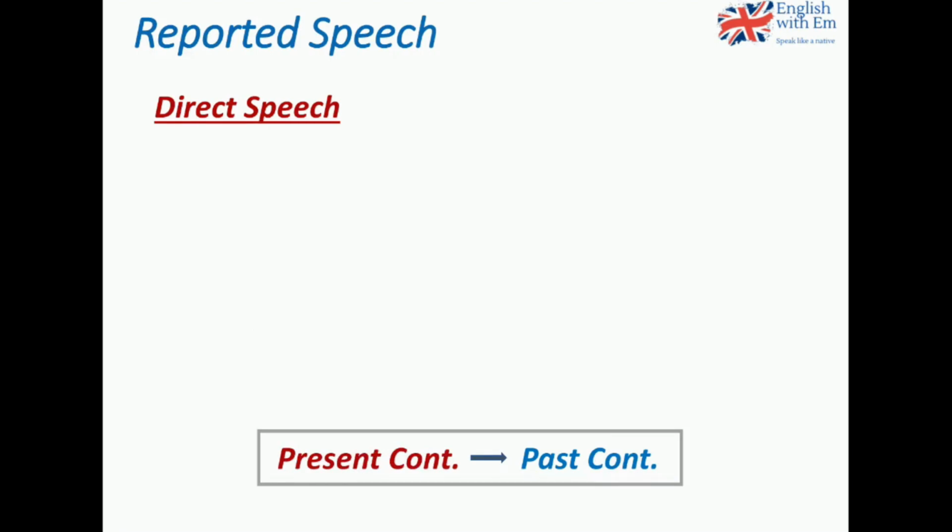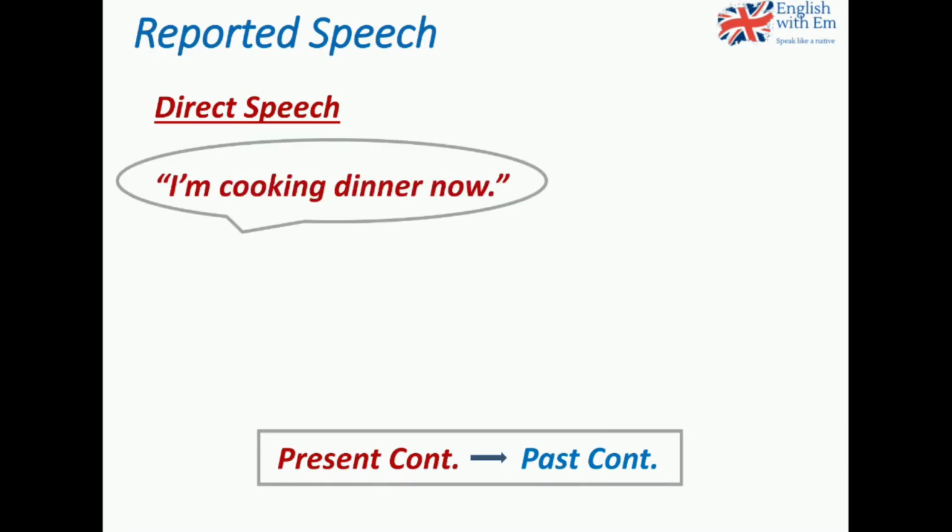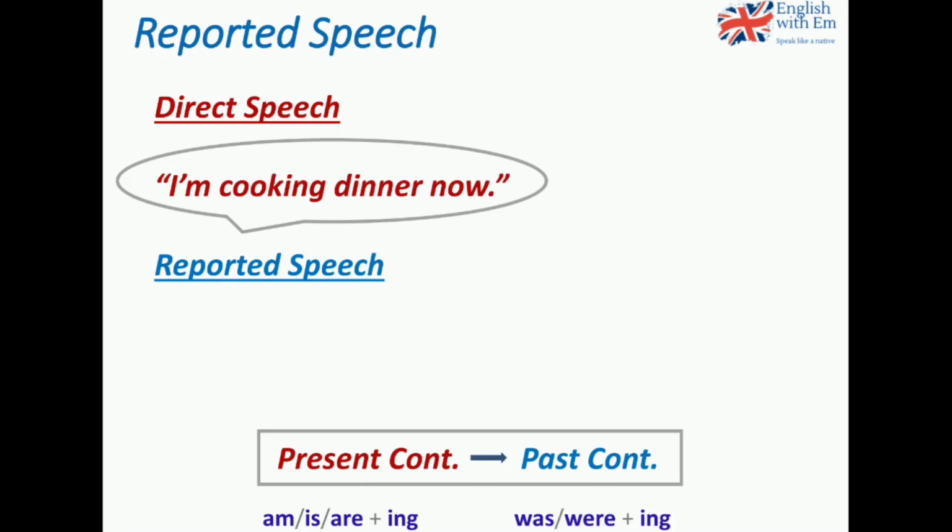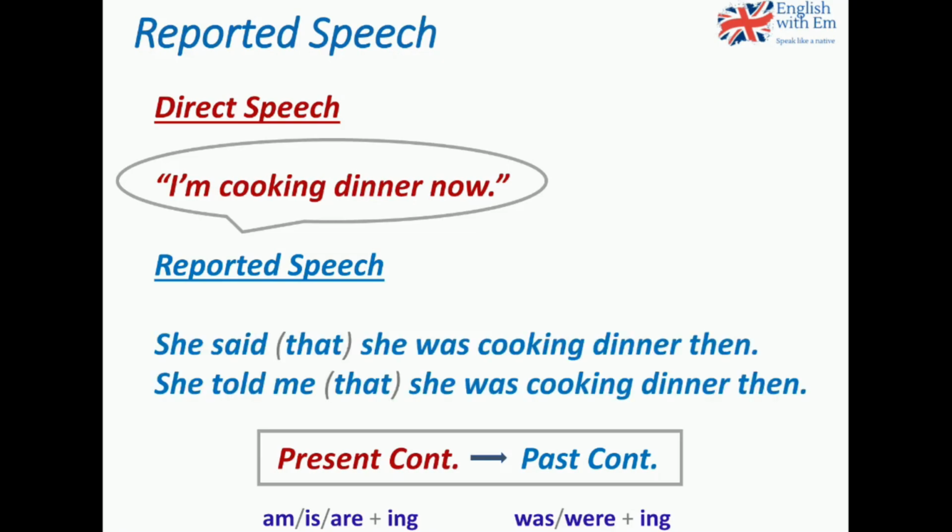Let's take a look at the continuous form now. I'm cooking dinner now. So for the present continuous, we use the verb to be, am, is, or are, followed by ing. And for reported speech, we need to backshift to past continuous. So the verb to be goes into the past form, was or were, plus ing. She said she was cooking dinner then, or she told me she was cooking dinner then.